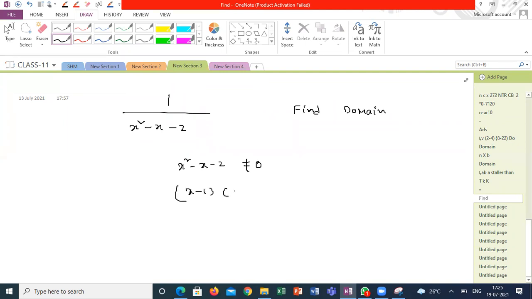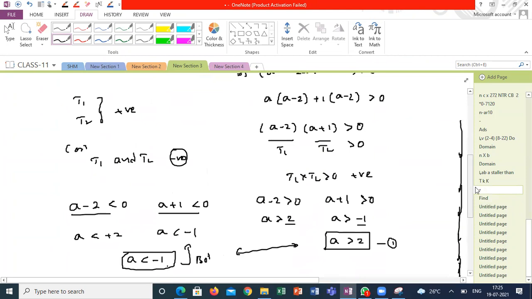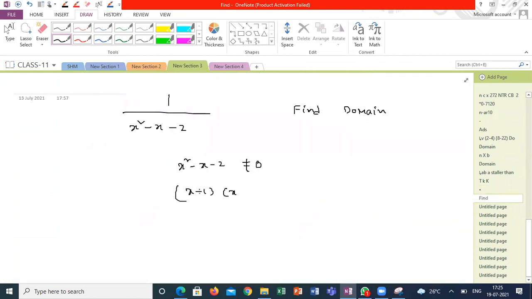x minus 1 into x minus... What are the factors, man? What are the factors we got in the previous case? Minus 1 and minus 2. Into x plus 1. x plus 1 into x minus 2 should not equal 0.